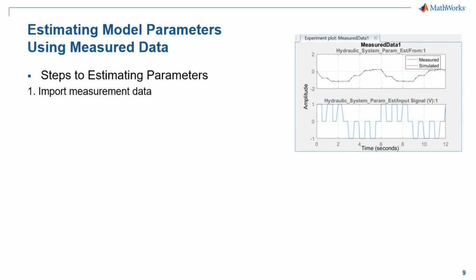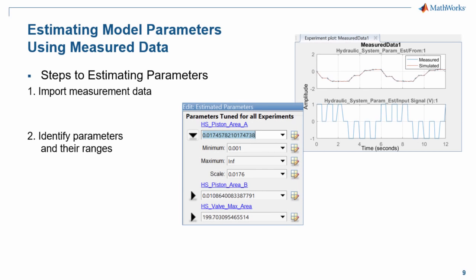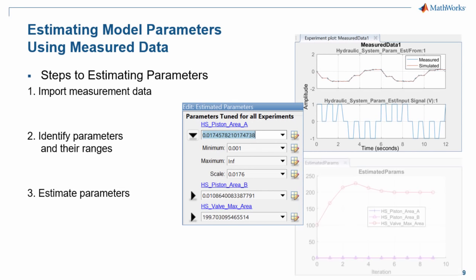First, we will import the measured data. We will then identify the parameters we wish to tune and their ranges. Next, we will estimate the parameters. I will now switch over to the model so you can see how this is done.